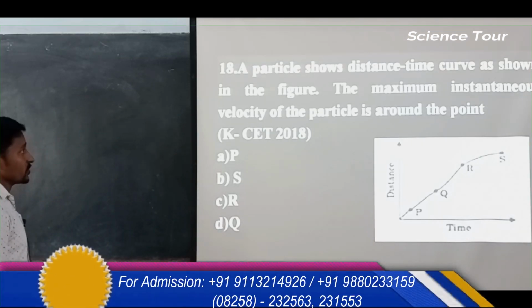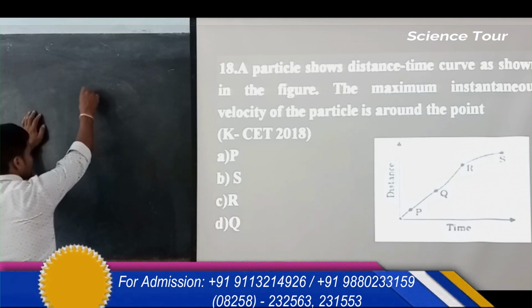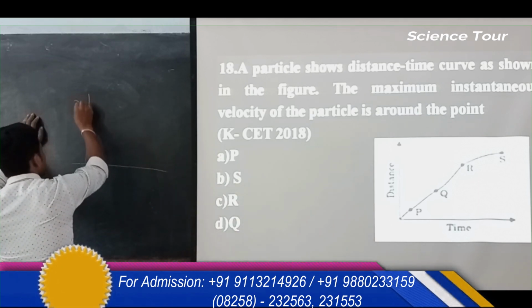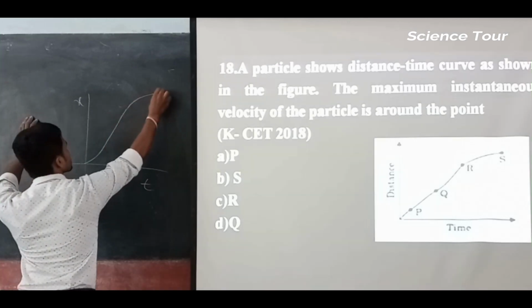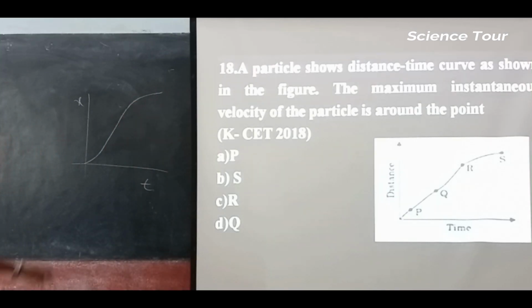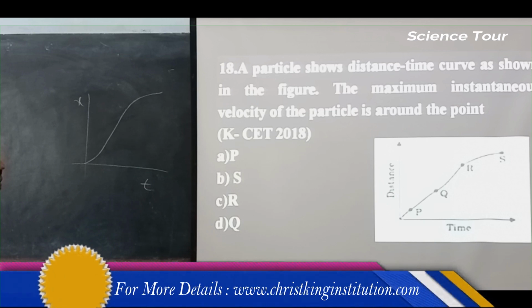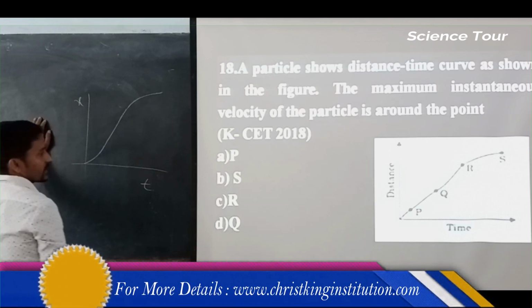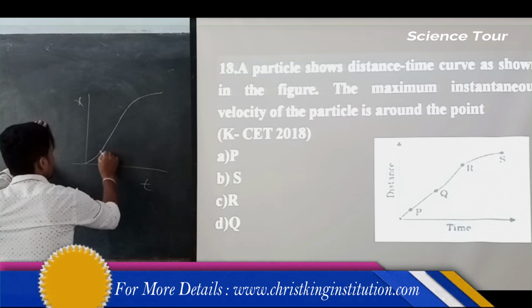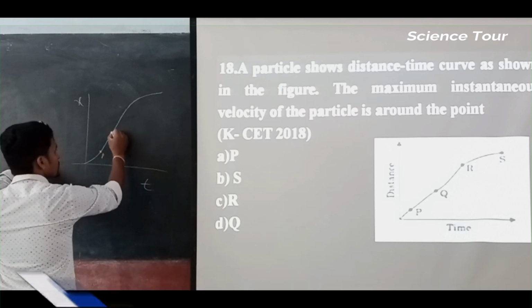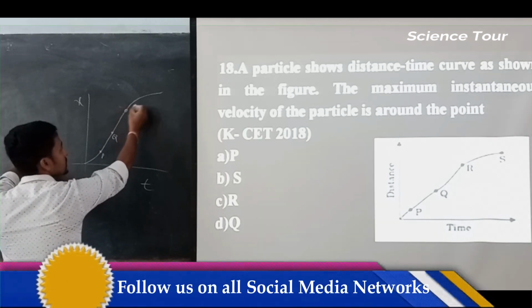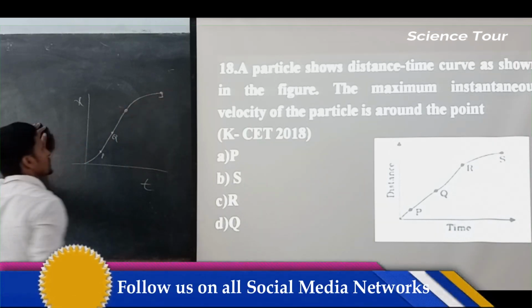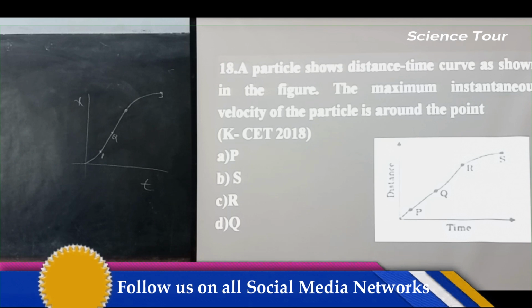We will move to the next question, that is a particle shows a distance time graph, that is the xt graph, which is in this way, okay, it is like this. So the distance time graph is as shown in the figure. The maximum instantaneous velocity, is it at p, is it at q, is it at r, or is it at s? Okay.